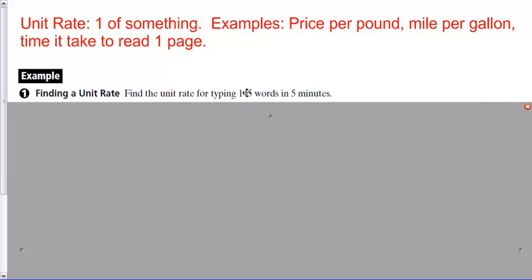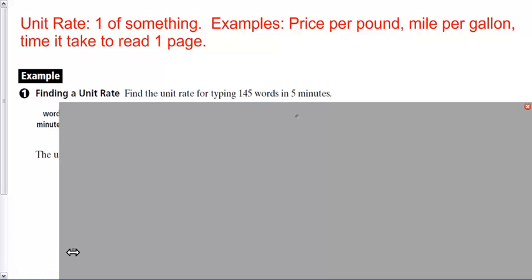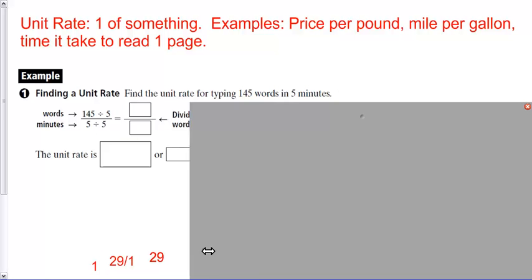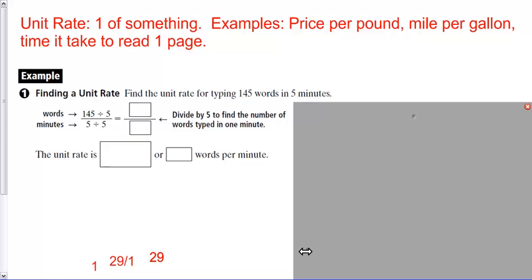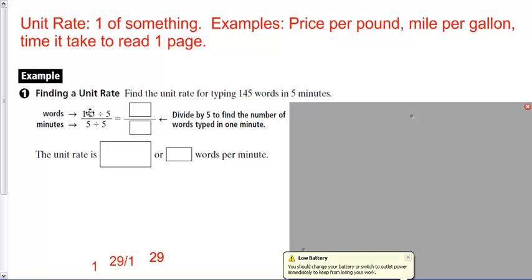If I type 45 words in 5 minutes, I want to find the unit rate. So here's what I have to do. I've got to set up a fraction. Okay? Here's my fraction. 145 words over 5 minutes. So again, I'm setting up a fraction. Remember, I want to find out how many words I type in 1 minute.